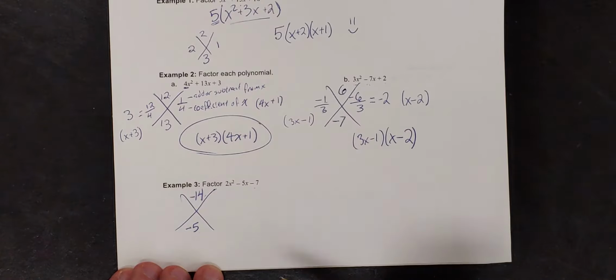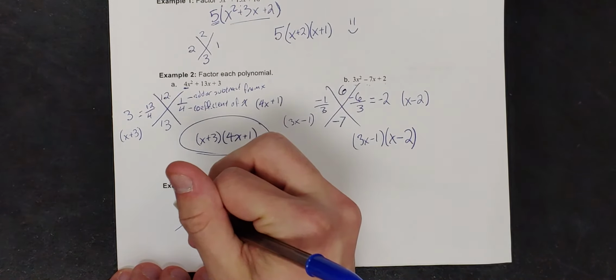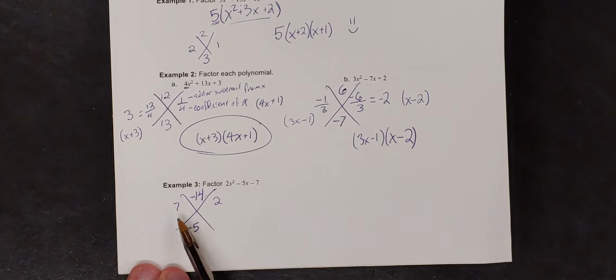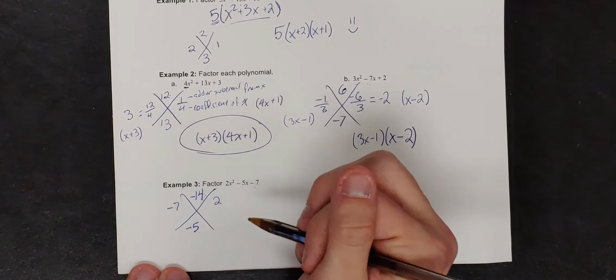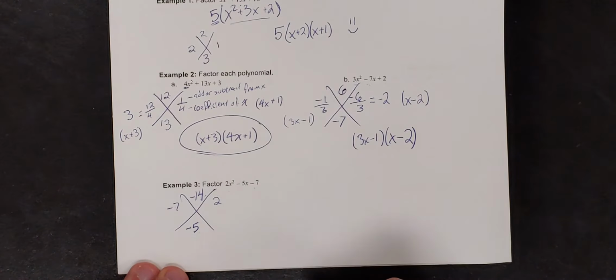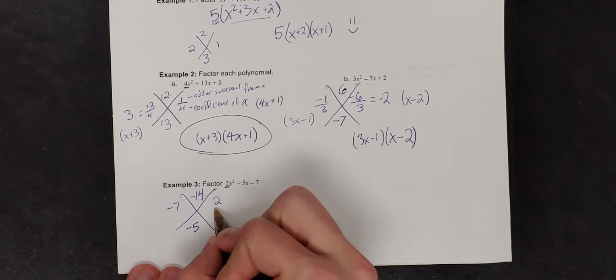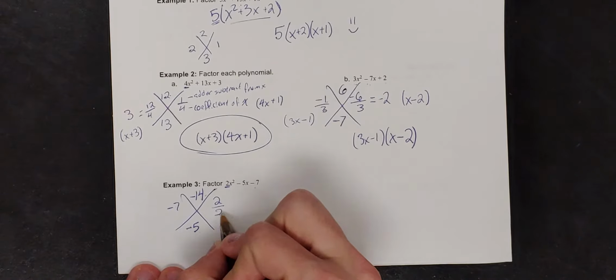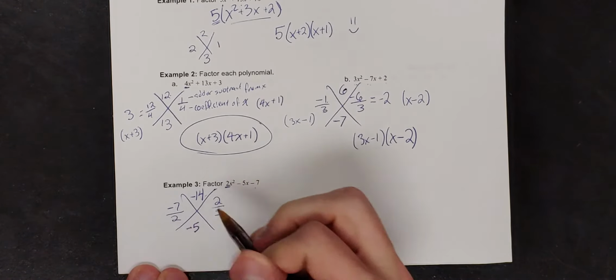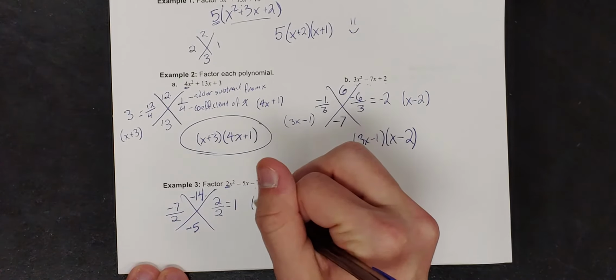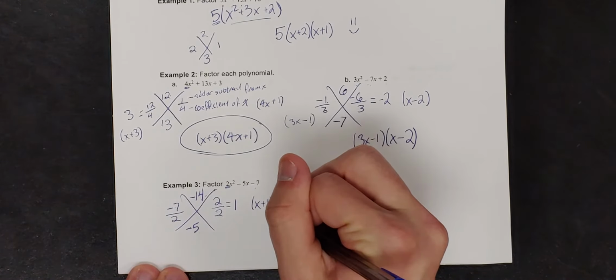If you look at your sheet, you should know that it's 7 and 2. And then because this 5 is negative, I want to add them together, it has to equal negative 5, so I need to make my 7 negative. Once you do that, we again divide by the number that's in front of our squared term, which is 2. On the right, that reduces to 1. So that means this is x plus 1.